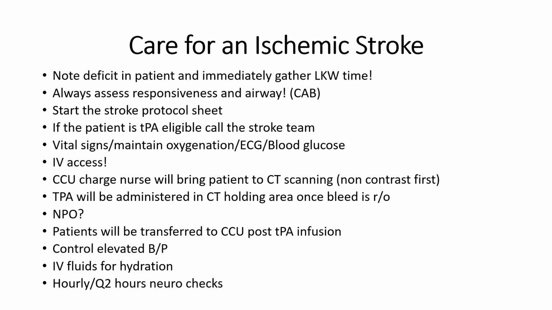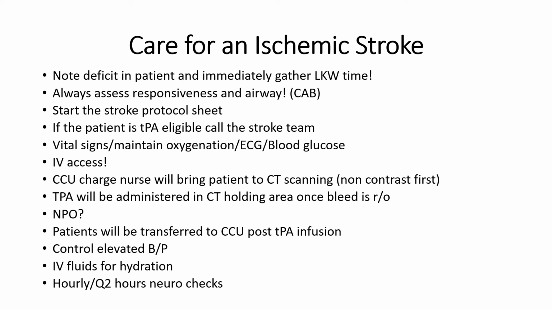So caring for a patient with an ischemic stroke. We want to note the deficit in the patient, and we want to immediately gather that last known well time, okay? Always assess responsiveness and their airway. Circulation, airway, and breathing is always number 1, right? And we want to start that stroke protocol sheet. So kind of everything we went over in the last few slides is what we need to do. So if that patient is TPA eligible, we need to call the stroke team, okay?